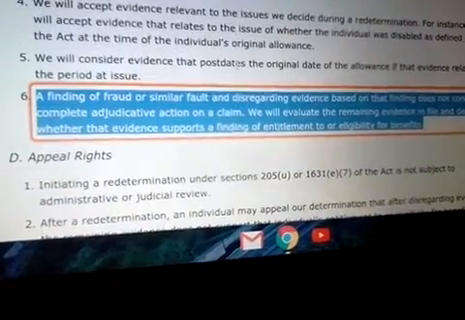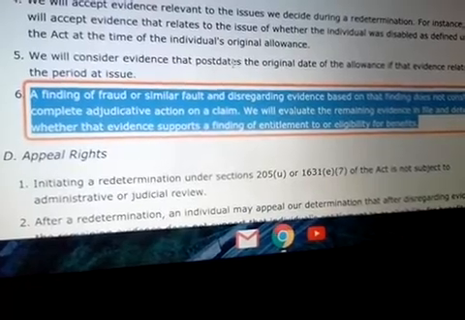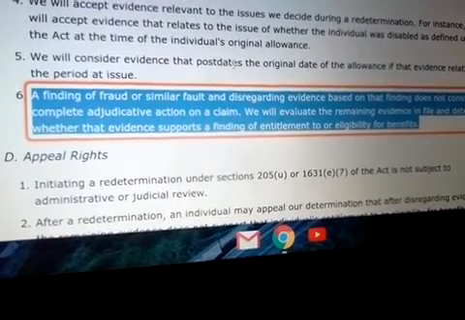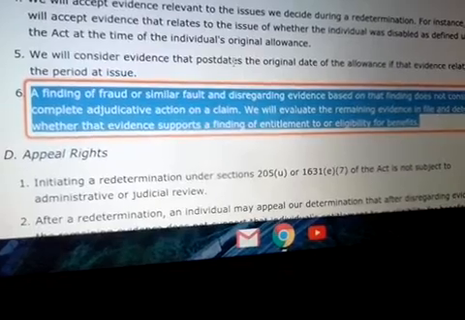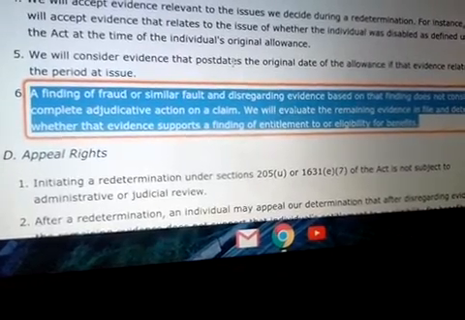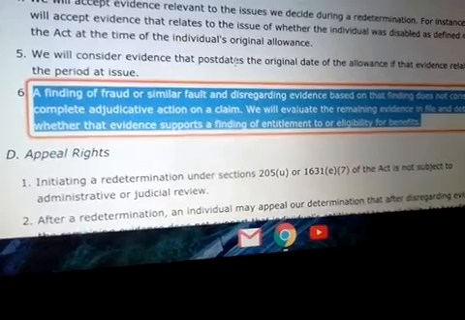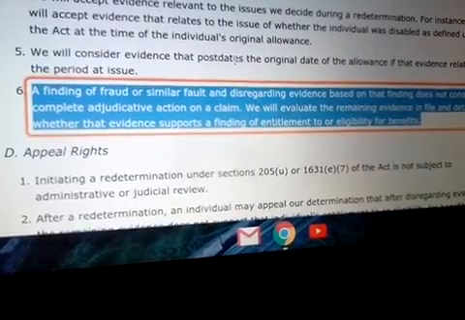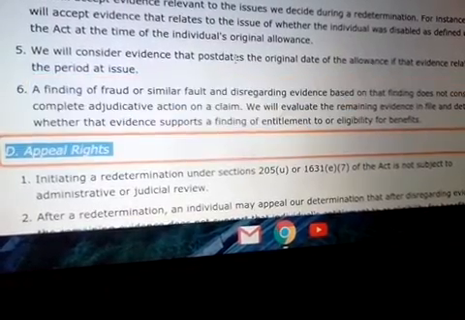6. A finding of fraud or similar fault and disregarding evidence based on that finding does not constitute complete adjudicative action on a claim. We will evaluate the remaining evidence in file and determine whether that evidence supports a finding of entitlement to or eligibility for benefits.